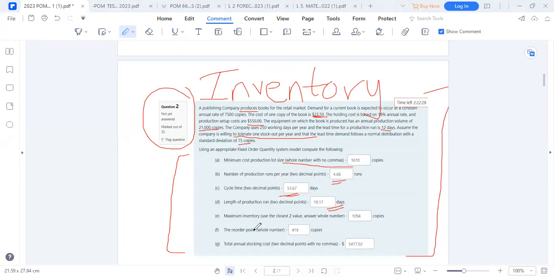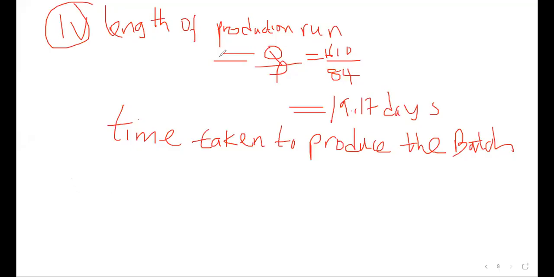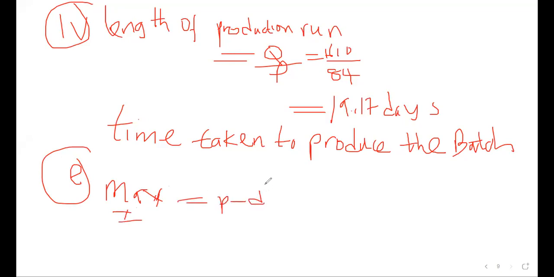So we are now getting down to E. For E, maximum inventory. Maximum inventory is equal to P minus D, then multiplied by Q over P. We may not finish all the questions now, but what is important is as we go, you need to understand what's going on. Are we together?